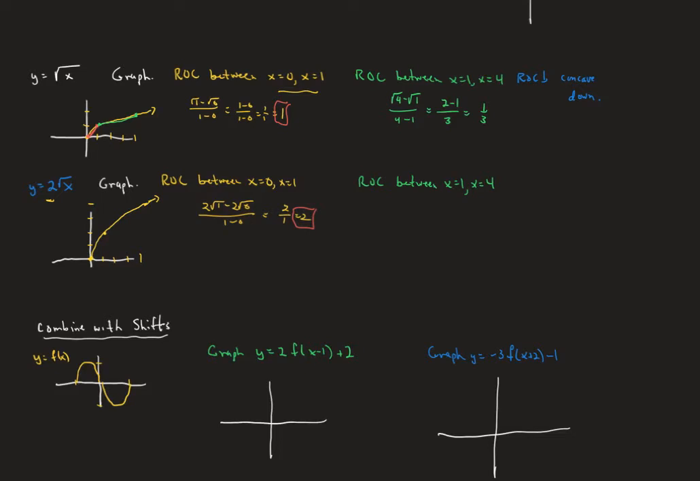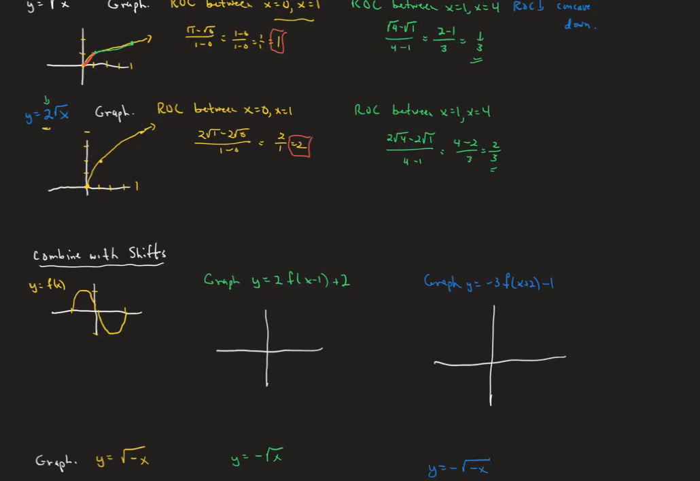And let's see if that also works when we move to 1, 4. So 2 square root of 4 minus 2 square root of 1 over 4 minus 1. Square root of 4 is 2 times 2 is 4. Minus 2 over 3 is going to be 2/3. And you can see that there again, it multiplies that rate of change by that k, that number that's multiplying the function.